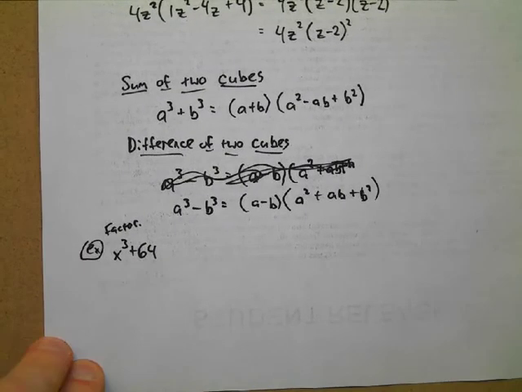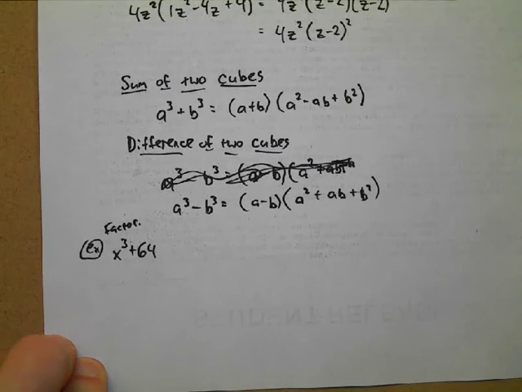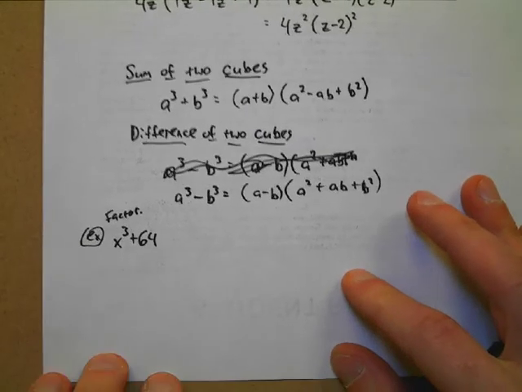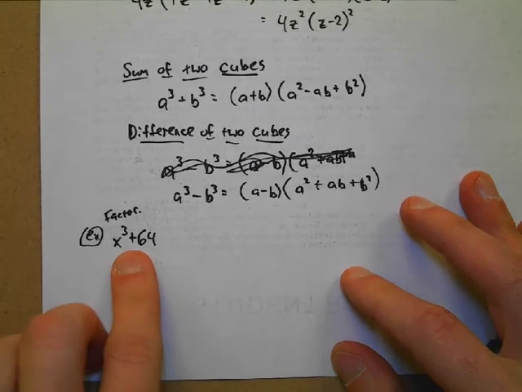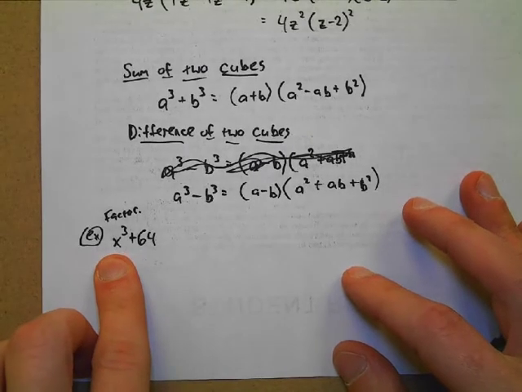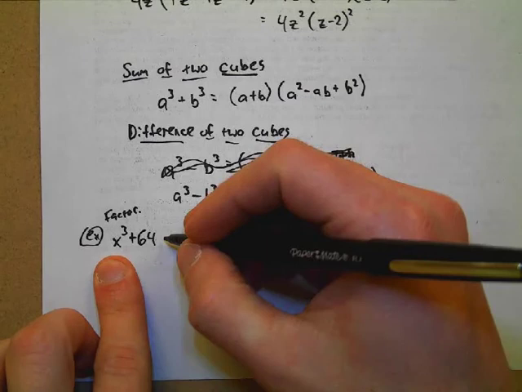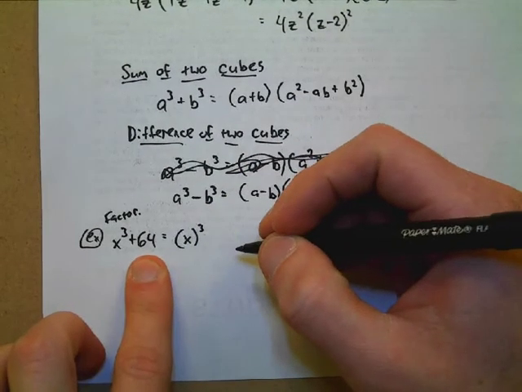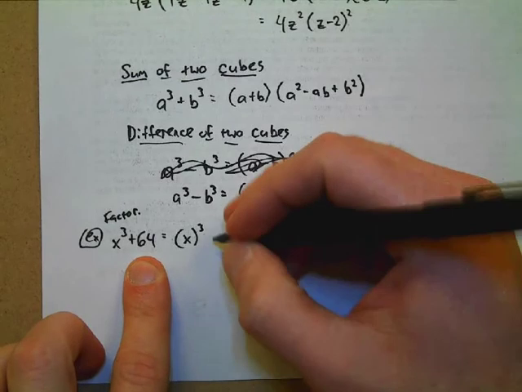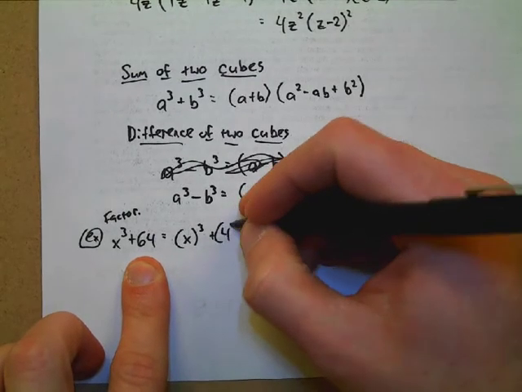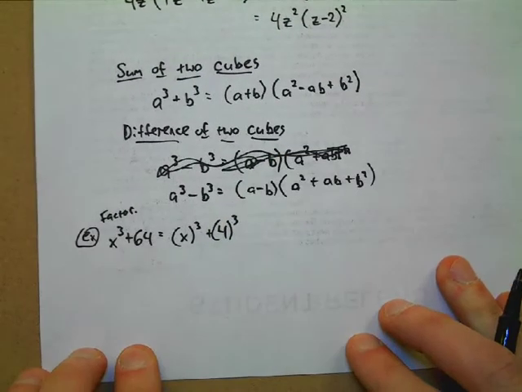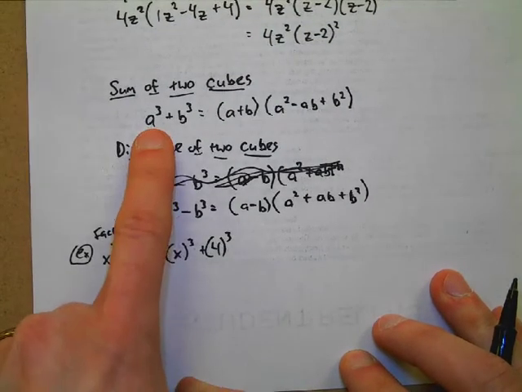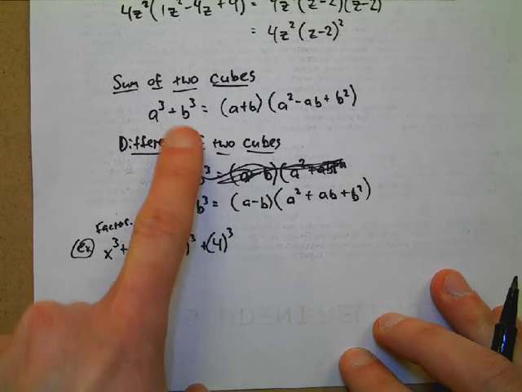So anyway, we gotta stick with something else here. So this is a sum. Is x cubed a perfect cube? Right, it is. It's x to the third, right? And is 64 a perfect cube? Of what? 4. Okay, so it's x cubed plus 4 cubed. So in other words, x is like our a, and 4 is like our b, right?